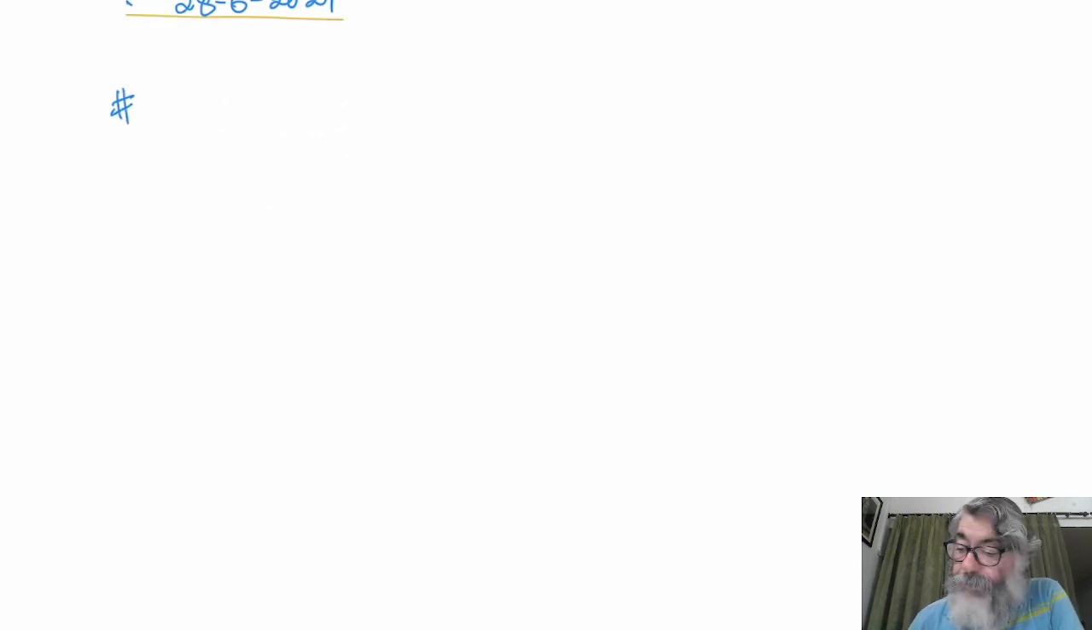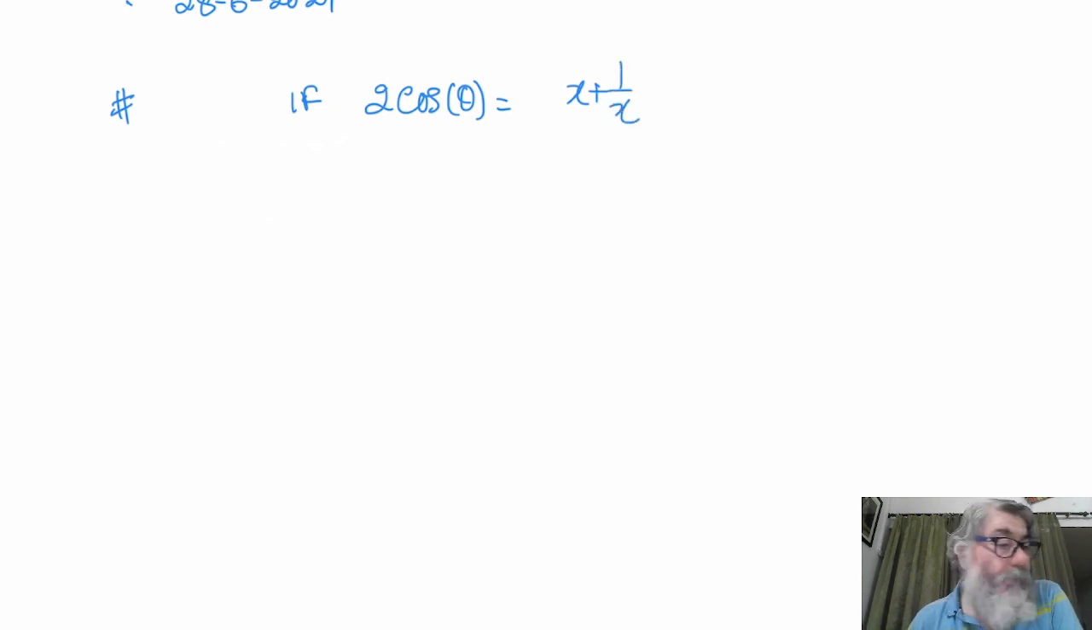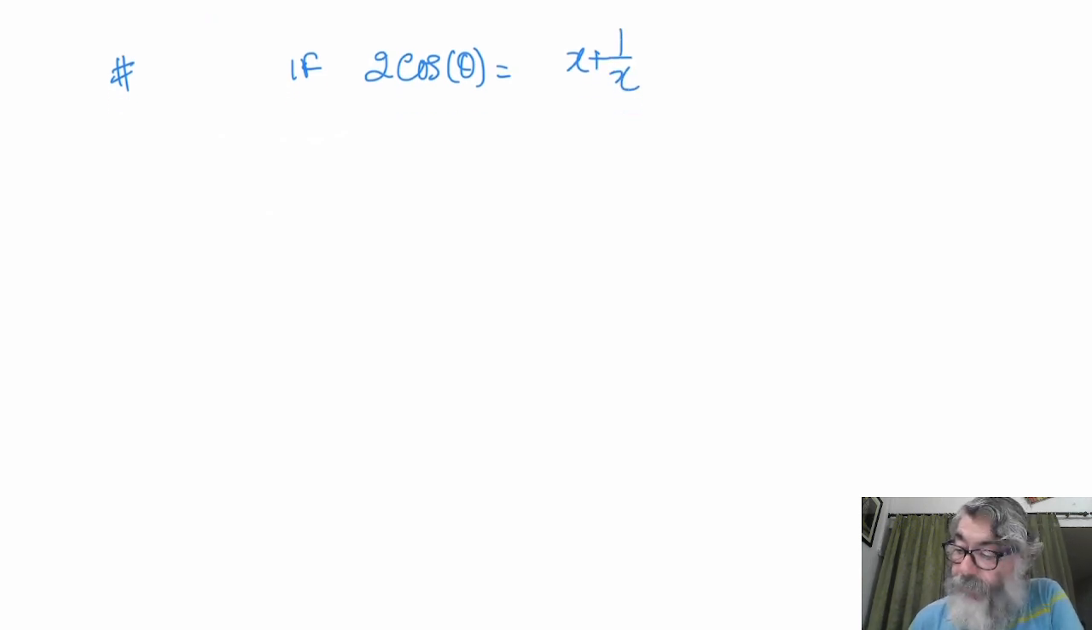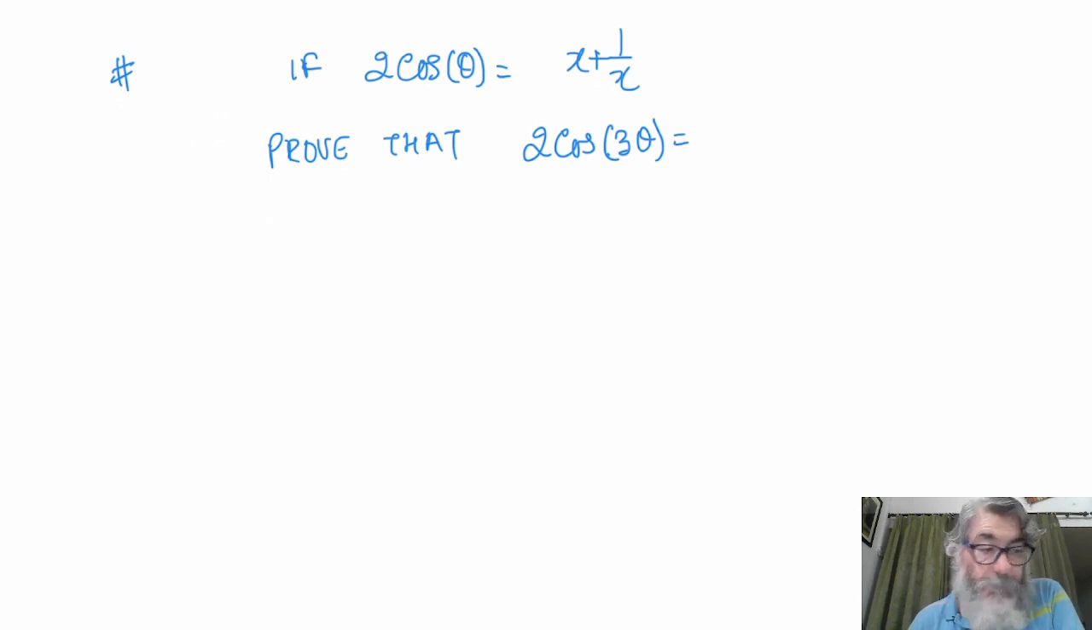Like he says, if 2 cos theta is given as x plus 1 upon x, he wants you to prove that 2 cos 3 theta will be equal to x cube plus 1 upon x cube.